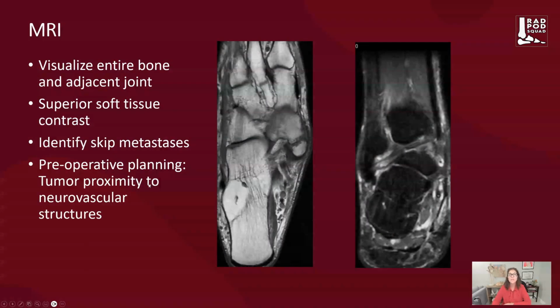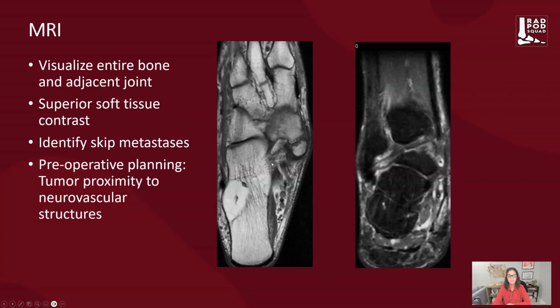MRI, we can visualize the entire bone and the adjacent joint. This is very important when we're talking about osteosarcoma, which may be related to skip lesions. So we'll need to see the end of the joint. It has superior soft tissue contrast, the ability to see within the bone and even the little trabecula within the bony structure with detail. We can see within tendons and even the wall of a blood vessel. We can see the difference between the flowing blood and the actual wall. That's the ability to see within a soft tissue structure.